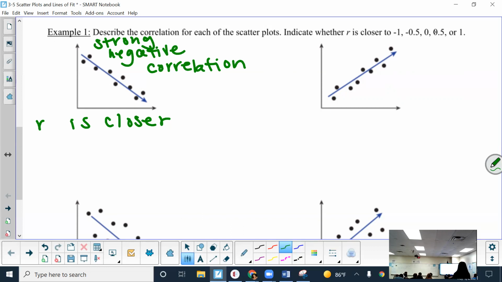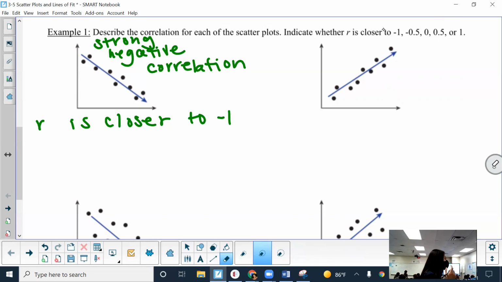Not 0.5. Not 0, because that would be no correlation. Not 1, because that's for positive correlation. So -1. R is closer to -1 for this first one, because it's a strong negative correlation. The stronger it is, the closer it is to 1, whether it's positive or negative, depends on your slope. Does that make sense?